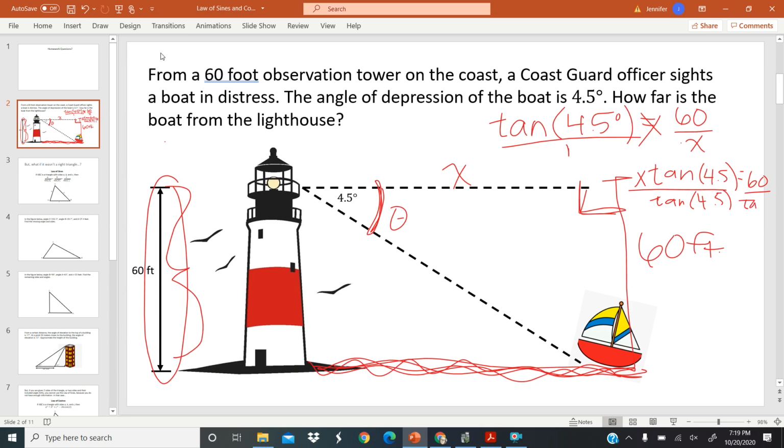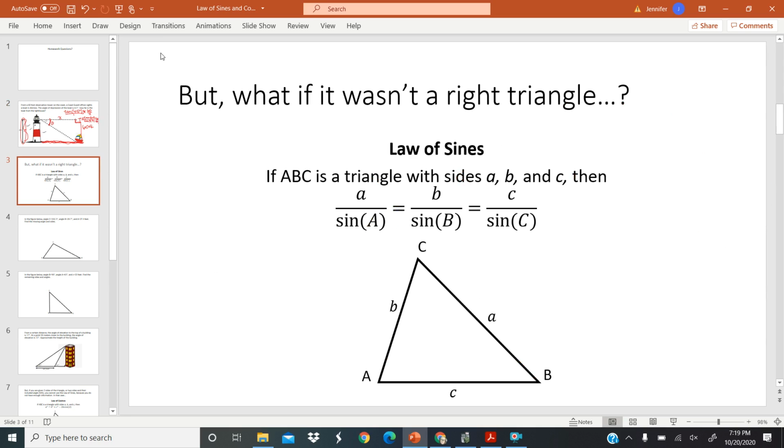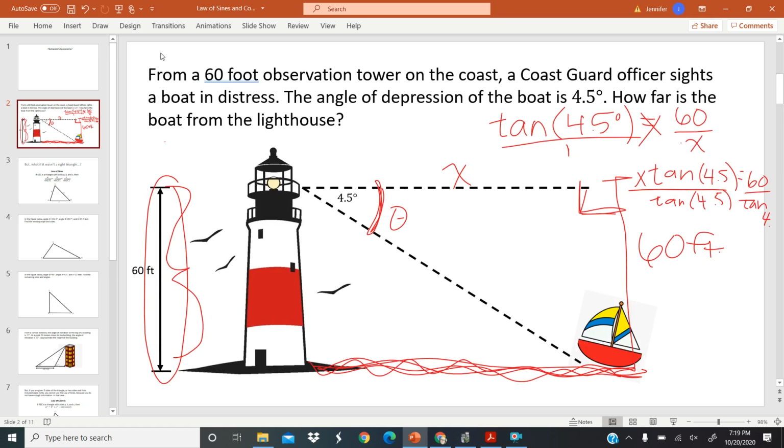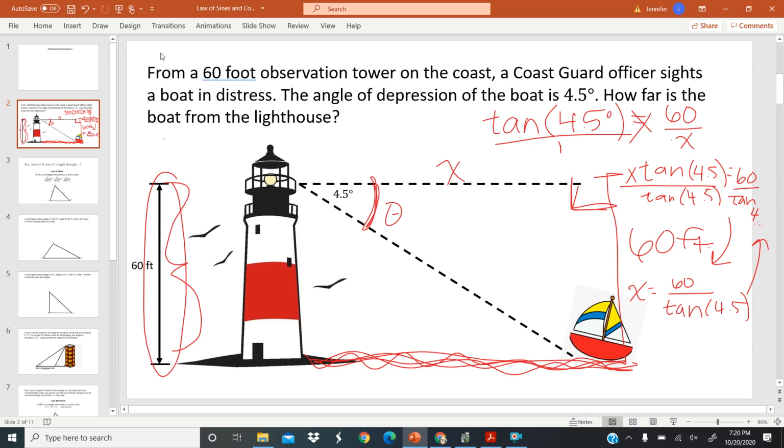Sorry, I ran out of room here. So that should be 4.5. But you get the point. I'll just put ... So I'm just gonna come down here because I ran out of room. We're gonna have x equals 60 divided by the tan of 4.5. And that's what we just solved up here.